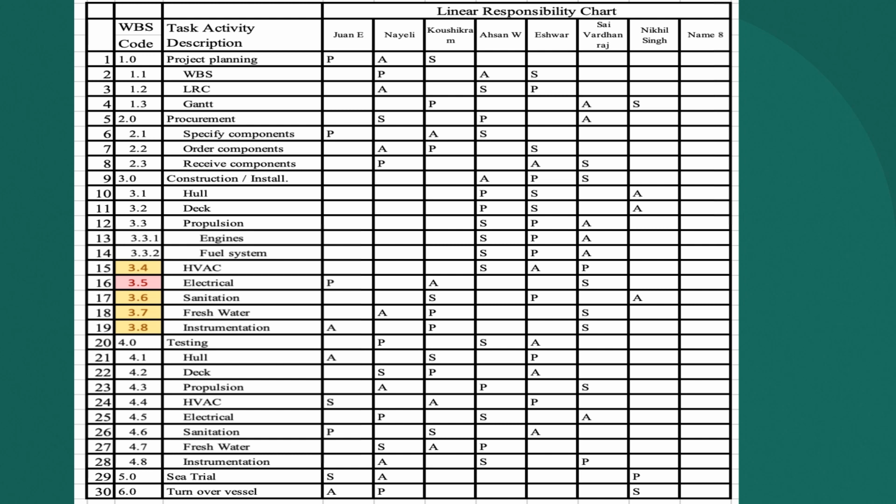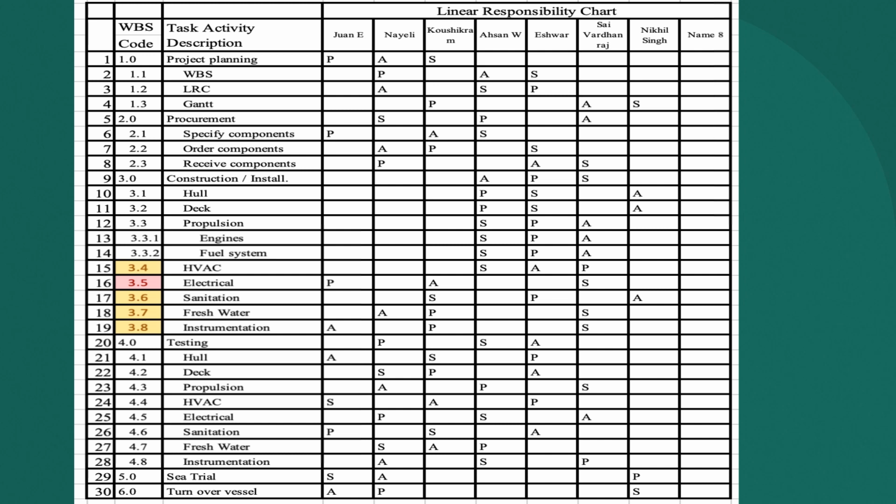Testing, primary responsibility is Naili, secondary is Ahsan, and approval is given by Ishwar. Hull, primary responsibility is Ishwar, secondary responsibility is Kaushik Ram, and approval is given by Juan. Deck, primary is Kaushik Ram, secondary is Naili, and approval is given by Ishwar. Propulsion, primary is Ahsan, secondary is Sai Vardhan, and approval is given by Naili.